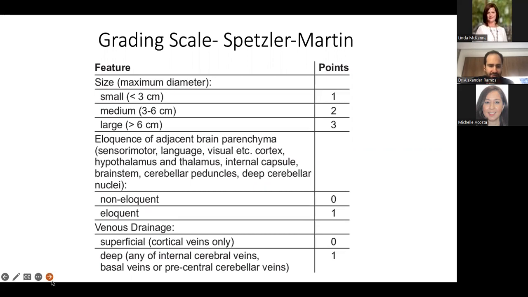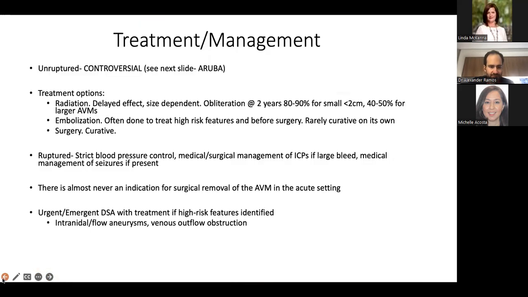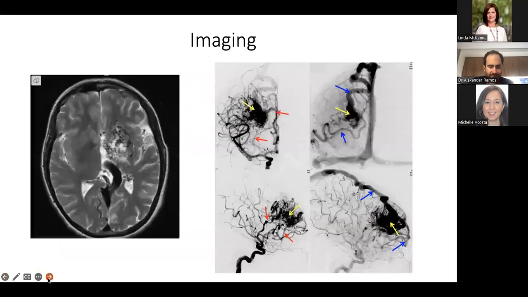So if we go back to this MRI, using that grading scale, this is roughly 3 to 6 centimeters. I don't know the exact number, so that would get it a 2. This giant vein is draining into the straight sinus, which is a deep vein, so they get a point for that. And it's sitting in the thalamus, which is an eloquent brain structure, so we get a point for that. So this is a Spetzler-Martin 4 AVM, which is considered a high-grade AVM.